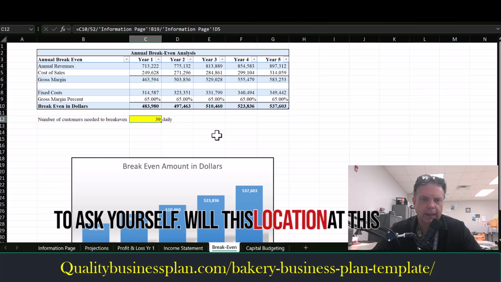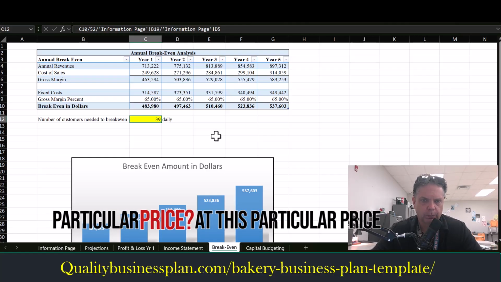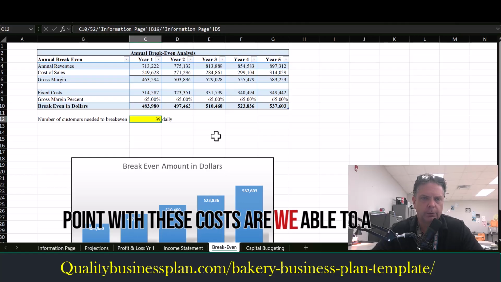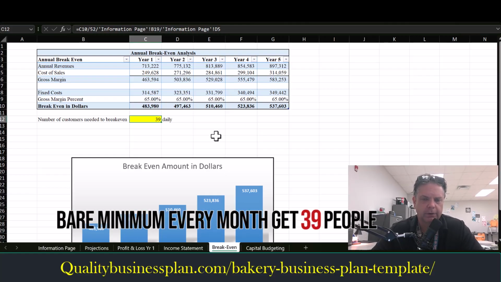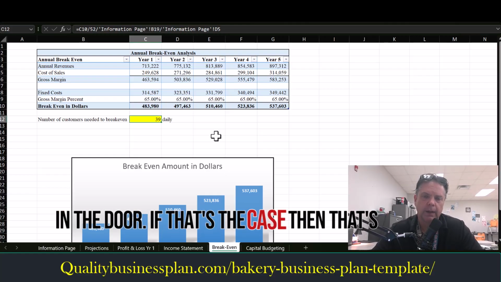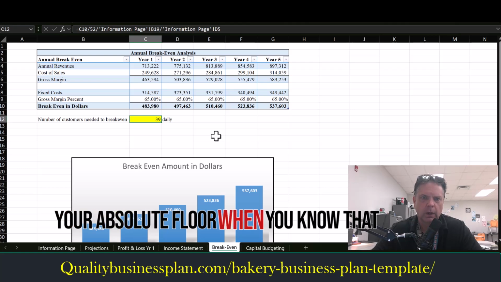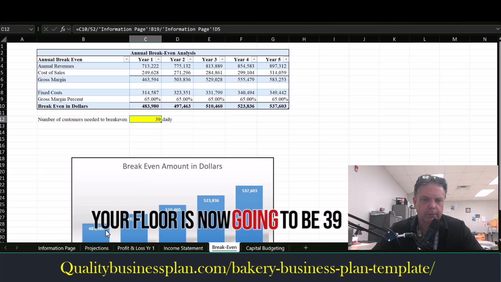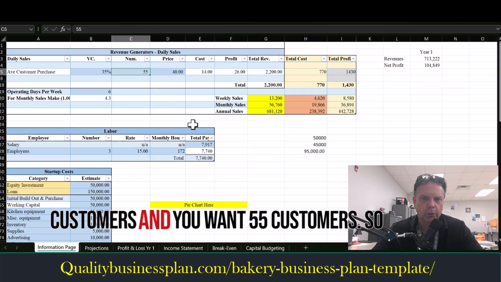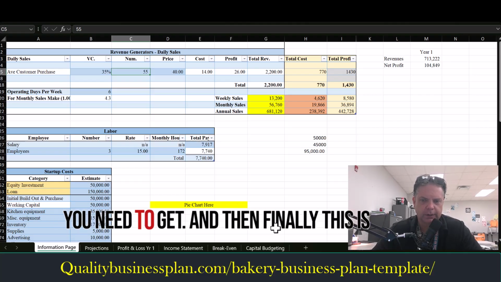Will this location, at this particular price point, with these costs, are we able, at a bare minimum, to get 39 people in the door every month? If that's the case, then that's your absolute floor. When you know that your floor is 39 customers and you want 55 customers, now you've got a range of customers that you need to get.